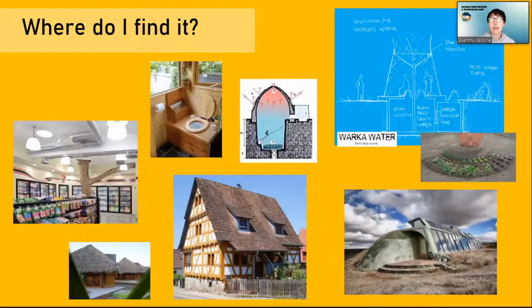Where can I find bioconstruction? The picture at the left is from a shop in my hometown. It's called 7-Eleven. It's a USA brand company. And they integrated the tree also inside the shop, which is really nice. Then another example is this dry toilet. It uses ashes or other natural materials instead of water. And then it's fertilizer for plants.